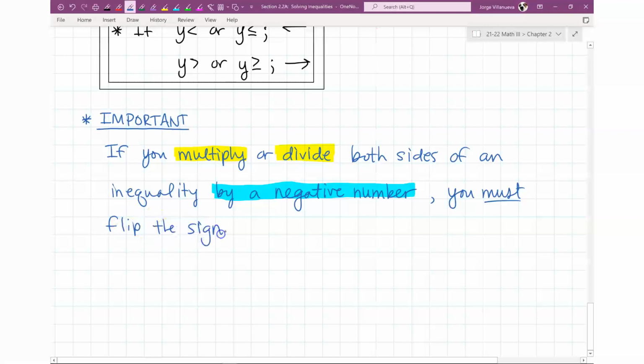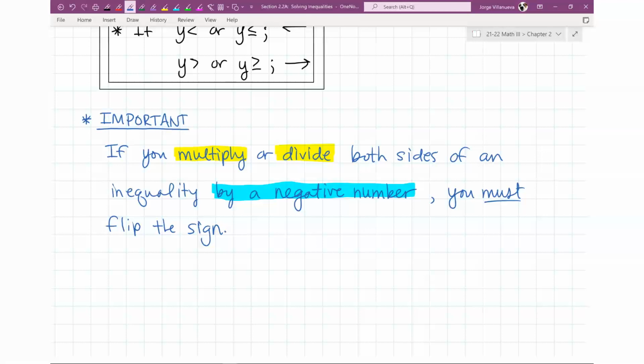So if the symbol is pointing left, you got to make it point right. If the symbol originally was pointing right and then you multiplied by a -3 on both sides, then you got to make it point left. If you multiply by a normal number, say by 7, that's fine. Nothing changes. But if you multiply by a -3 on both sides, then it's going to flip the sign around. Same with division. If you're going to divide both sides by a -12, go ahead, but just make sure you flip the sign. Okay?